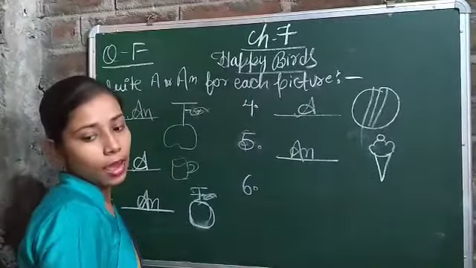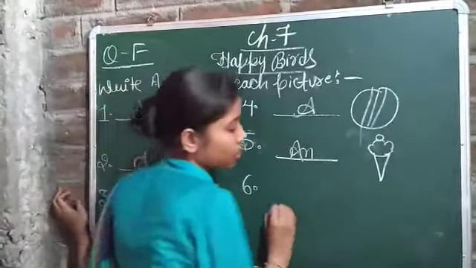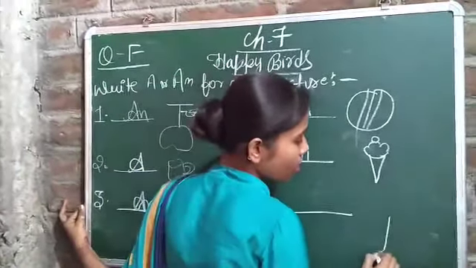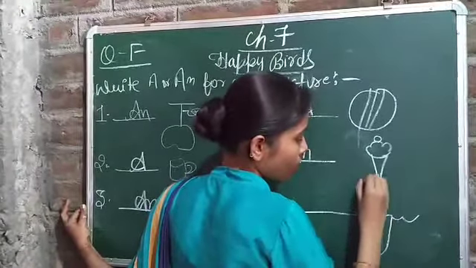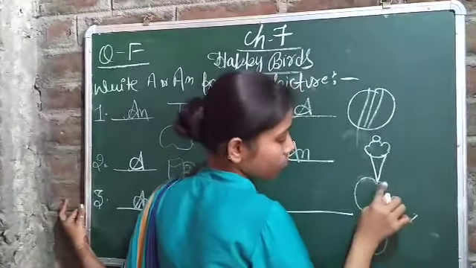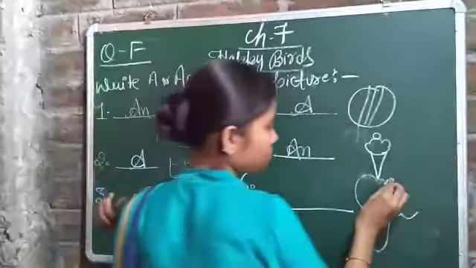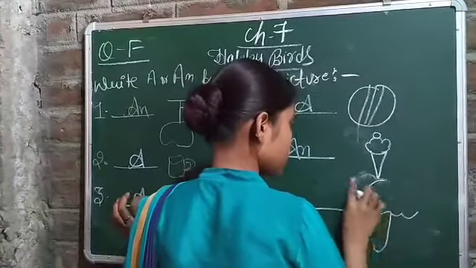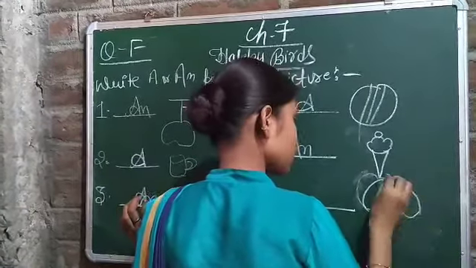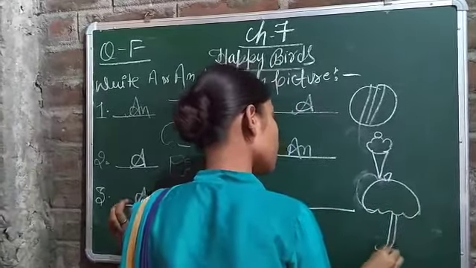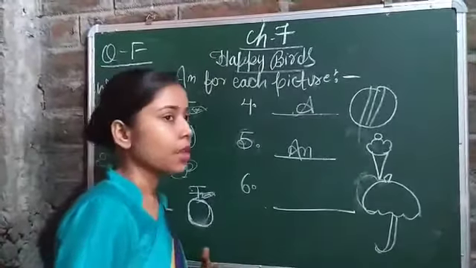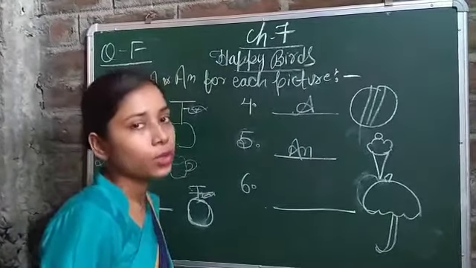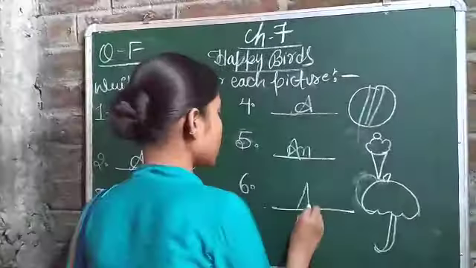Number 6. Picture of an umbrella. Okay, picture of an umbrella. An umbrella starts with U, and U is a vowel, so we have to use AN.